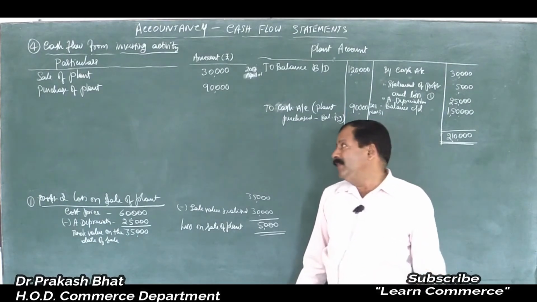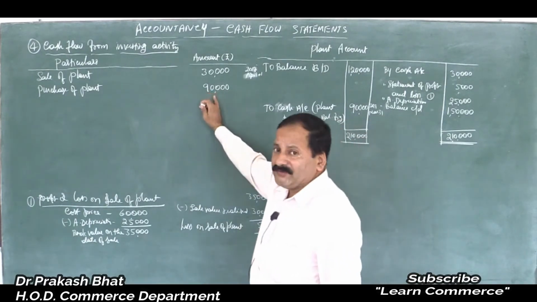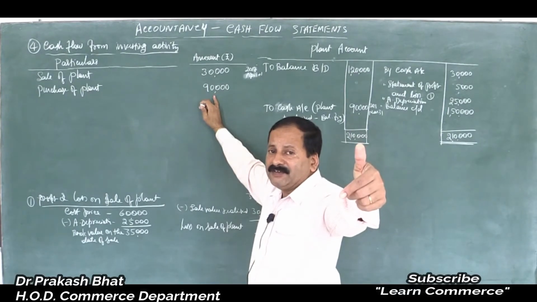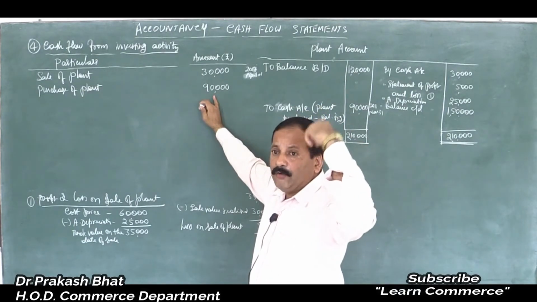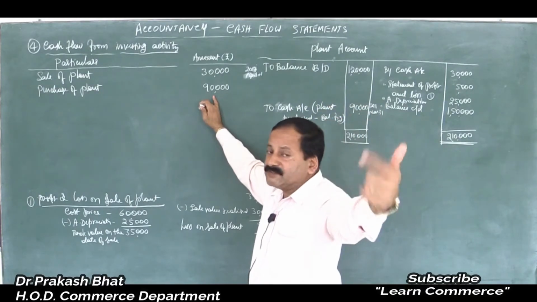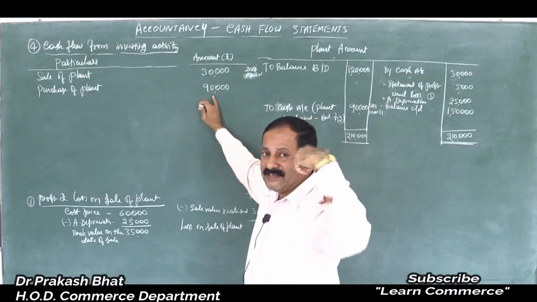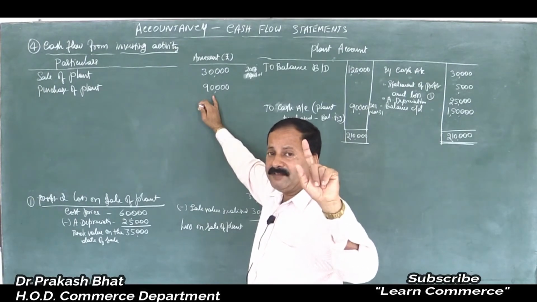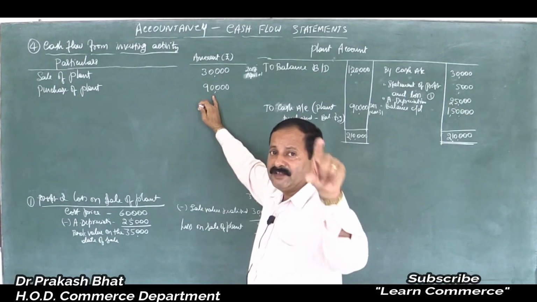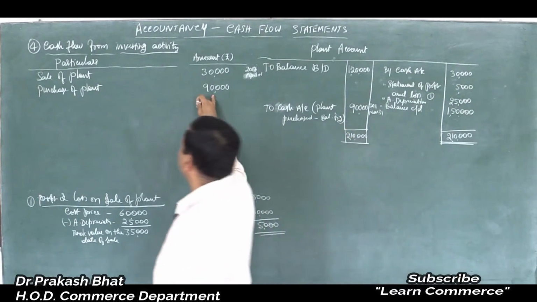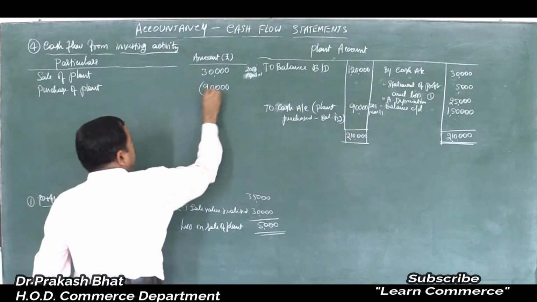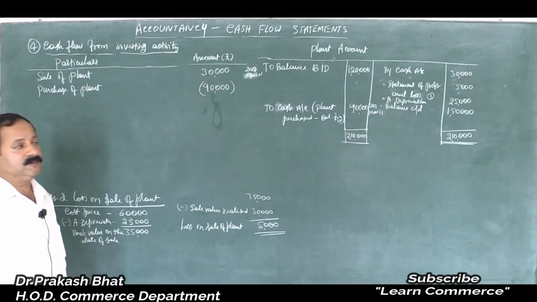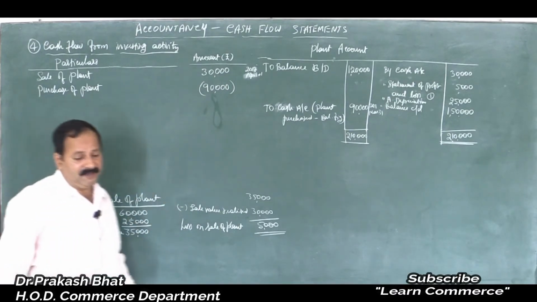In the same way, when the company purchases plant, cash goes out from the company's treasury. Correct? So it is cash outflow. It is not inflow. When the company sells plant, then cash comes in, it is inflow, and when the company purchases plant, cash goes out. So it is cash outflow. So your purchase of plant is outflow. Put it within brackets, so apply brackets for that, 90,000.